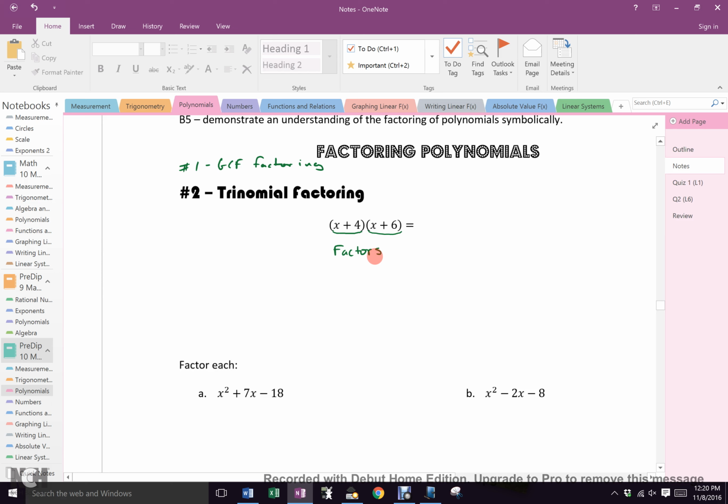Do I have a product yet? No, I don't. Can I get the product? Yeah, what gets me this product? FOIL or that little shortcut I taught you that works in this case, yes? So what is the answer here? X squared, and if you're doing it properly, plus 4x plus 6x plus 24, which gets me x squared plus 10x plus 24. Yes?